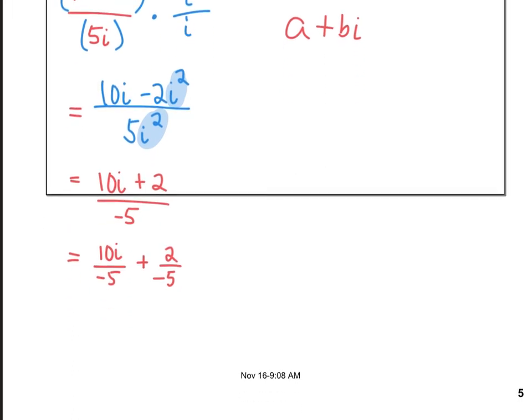And if we want to get it in standard form, I'm going to write this number first, so that's just -2/5. And then this number here is reducible, right? The 10 over 5, of course, can be written as 2 over -1. So this is really a -2i. Okay?